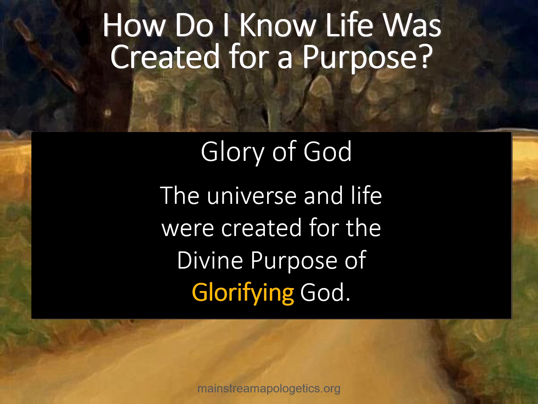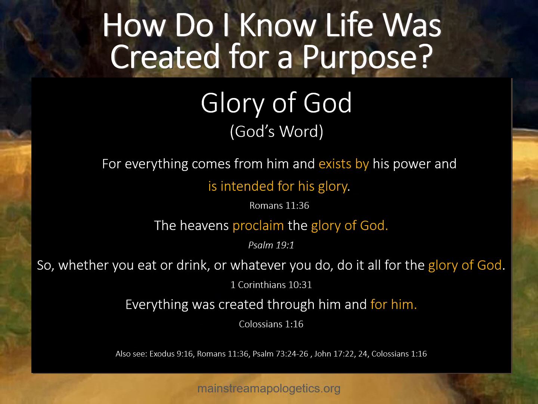In a nutshell, we were created by God and for God. The following passages declare this truth. Romans 11:36. For everything comes from him and exists by his power and is intended for his glory. Psalm 19:1. The heavens proclaim the glory of God. 1 Corinthians 10:31. So whatever you eat or drink or whatever you do, do it all for the glory of God. Colossians 1:16. Everything was created through him and for him.